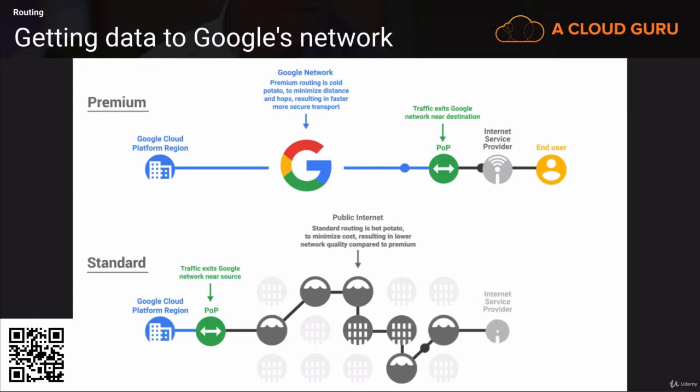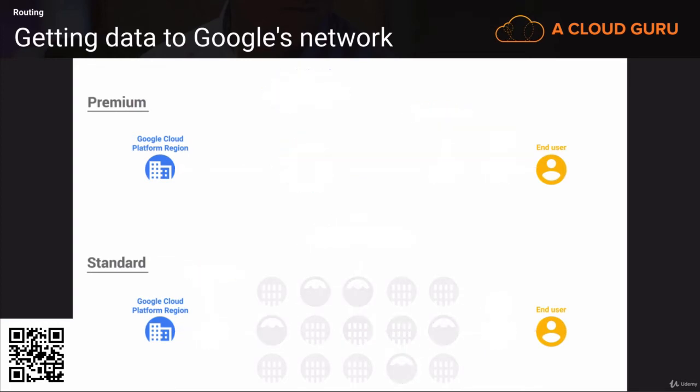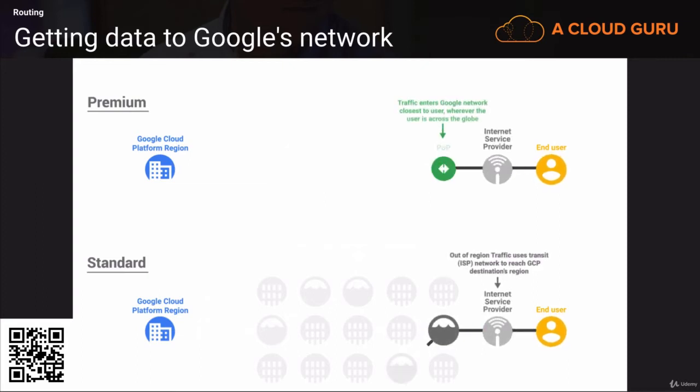This graphic shows the difference between normal routing, like you would get at any other cloud provider, and Google's premium networking, where the routing happens mostly on Google's network, so they can control it and make sure it's really fast.